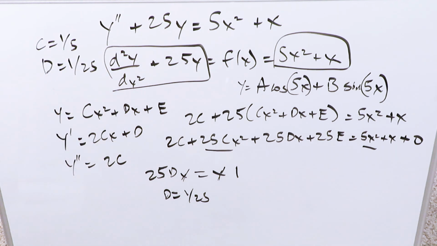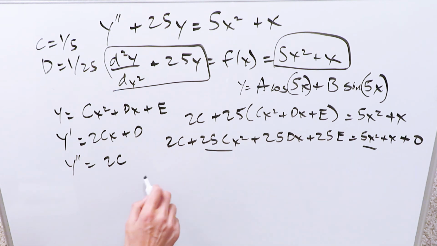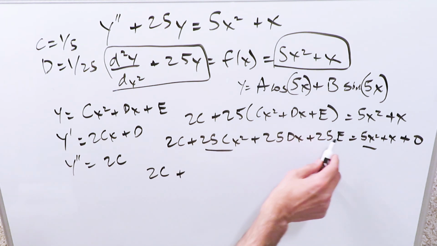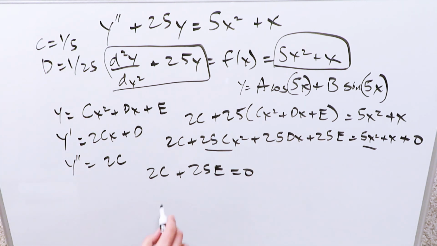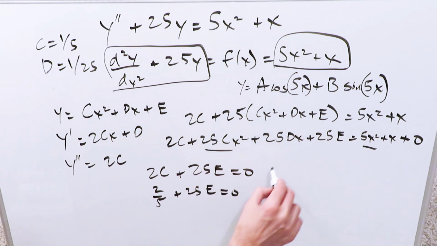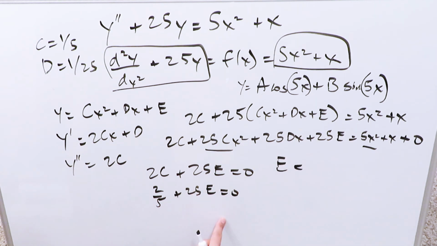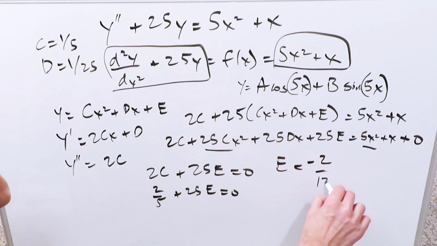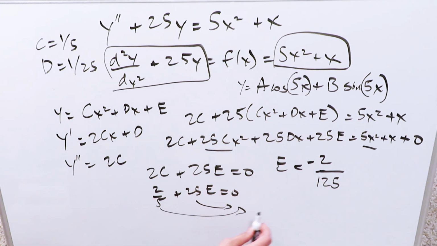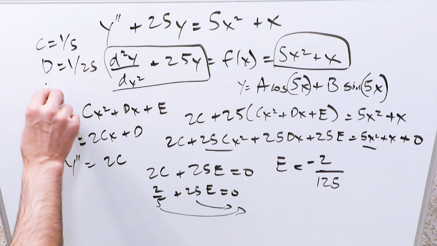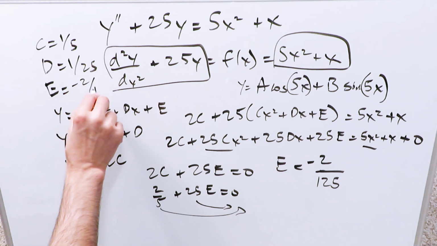Let's lastly look for the constant term. Look at our constant terms, the ones without any variables. I have 2c plus 25e is equal to 0. I know what c is. It's 1 over 5. So I have 2 over 5 plus 25e is equal to 0. Solve for e. You push this on the other side, it becomes minus 2 over 5. Divide this by 25. I have minus 2 over 125. It's nothing but algebra. e is equal to minus 2 divided by 125.